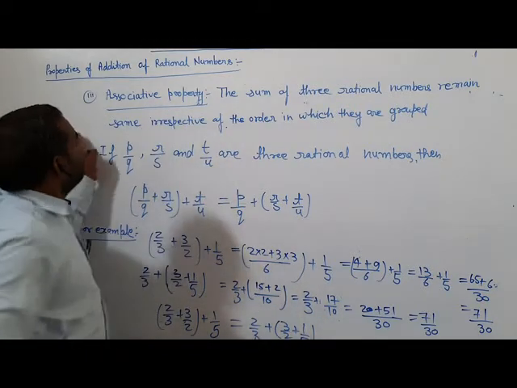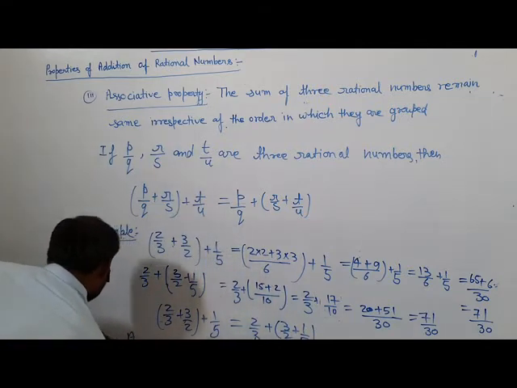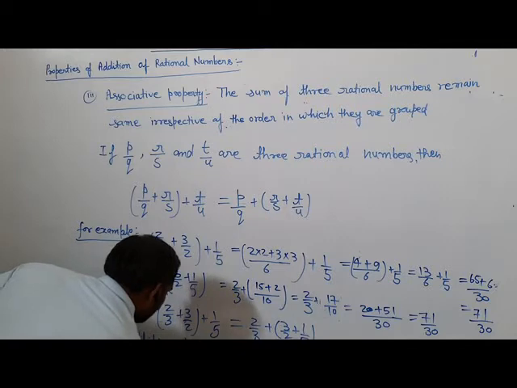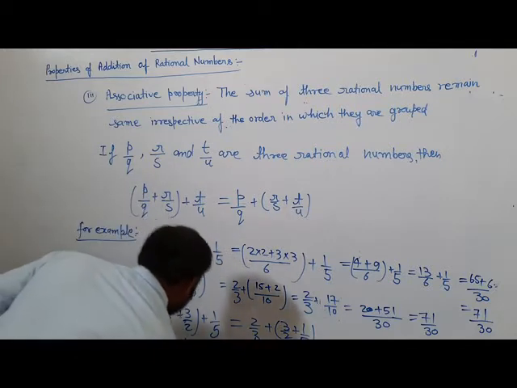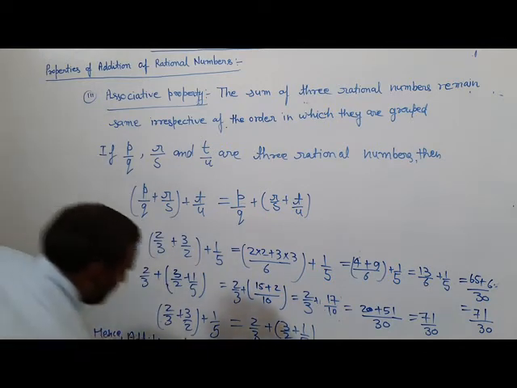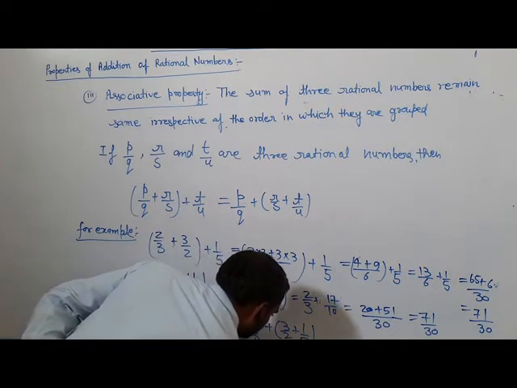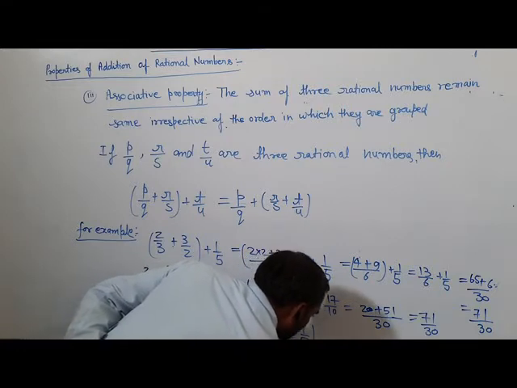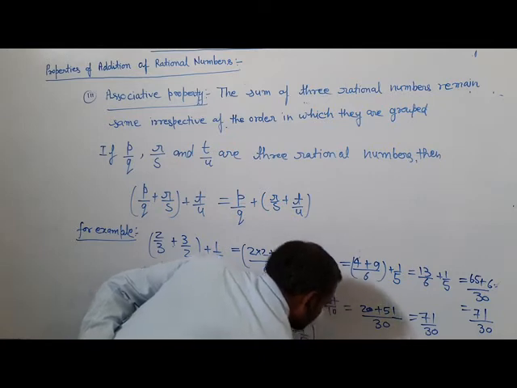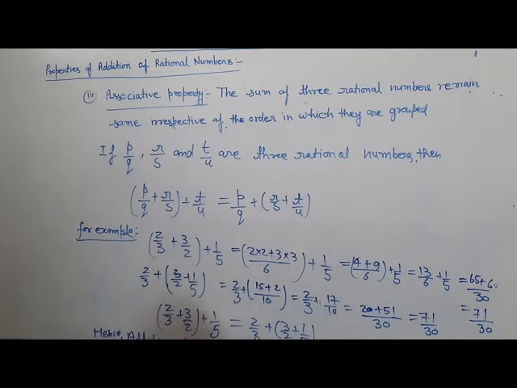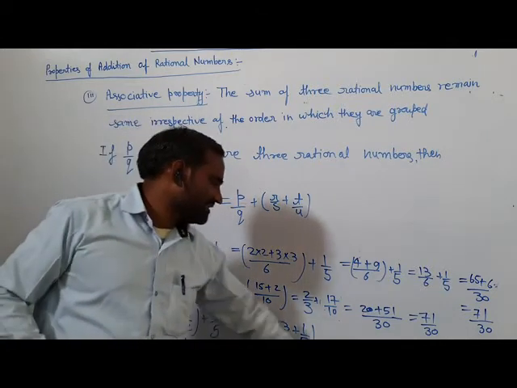So we can say that addition of rational numbers is associative. This is the associative property under addition. Addition of rational numbers is associative.